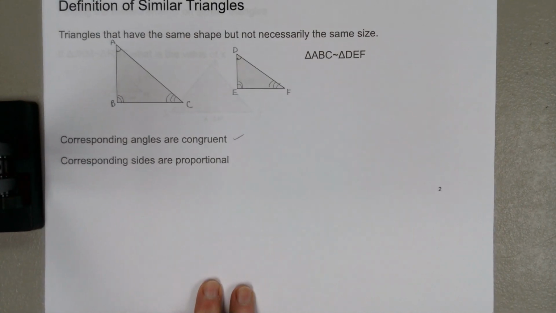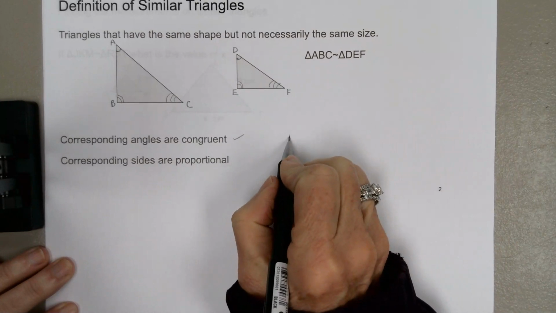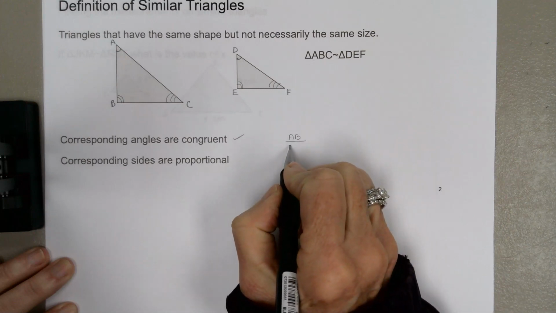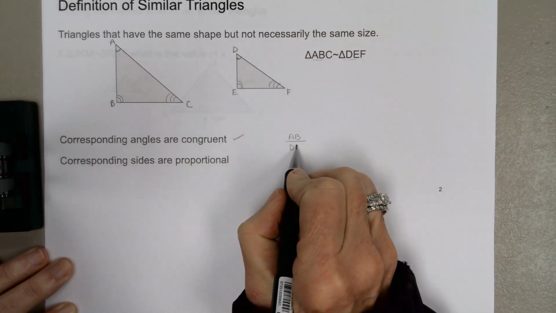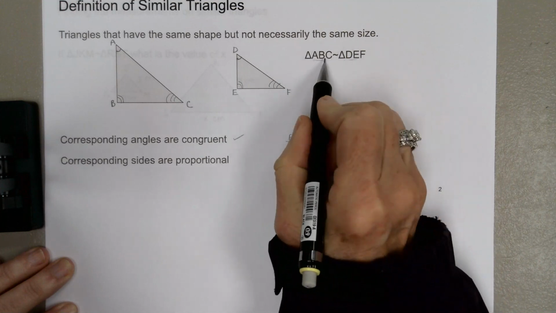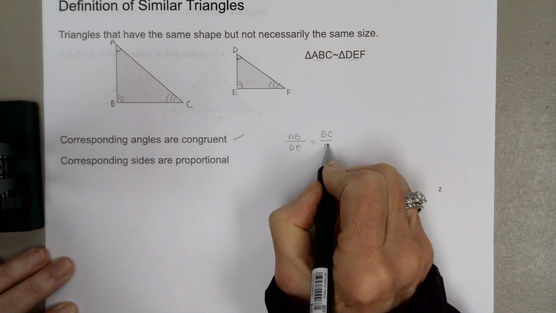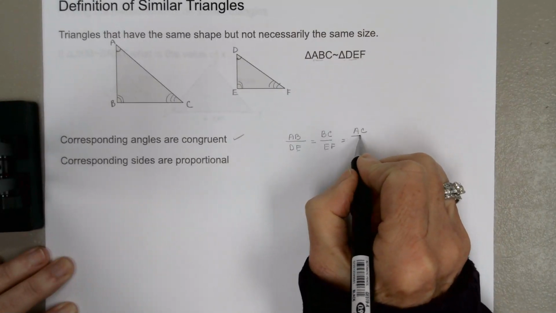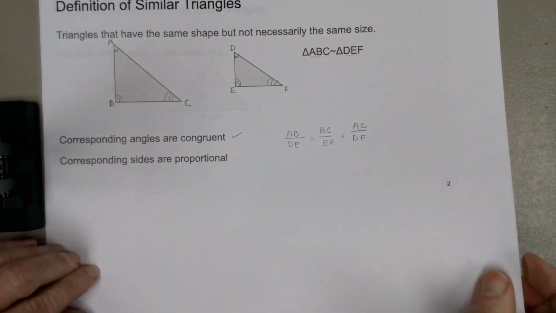The second part says that corresponding sides are proportional. That means the measurement of AB, which corresponds to DE, is the same proportion as BC, which corresponds to EF, which is the same as AC, which corresponds to DF. Now, I think it'll make more sense when we actually put some numbers in here.